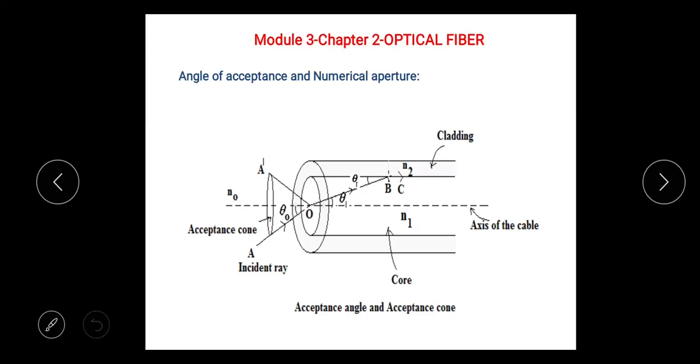Hello students, in the last class we studied construction and propagation mechanism in an optical fiber. Now you are going to study angle of acceptance, numerical aperture, types of optical fibers and attenuation.